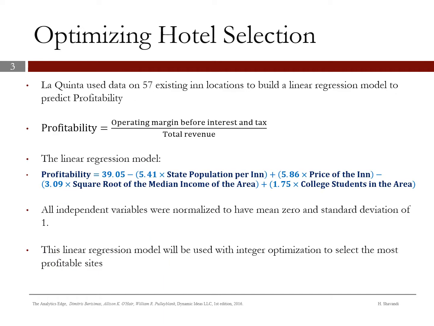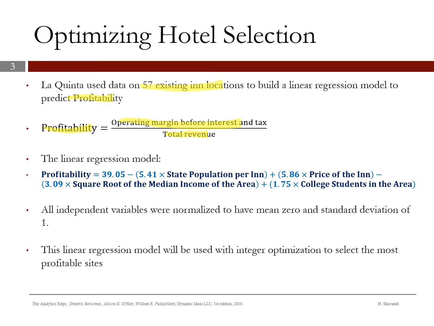This hotel used data on 57 existing locations to build a linear regression model for profitability. When we talk about profitability, we mean operating margin before interest and tax divided by the total revenue. In this linear regression, we see a relationship between the profitability and the features of the hotel and also the features of the place, the location.